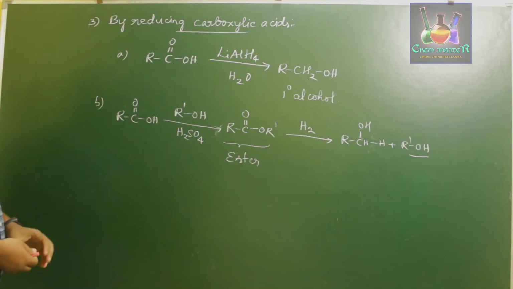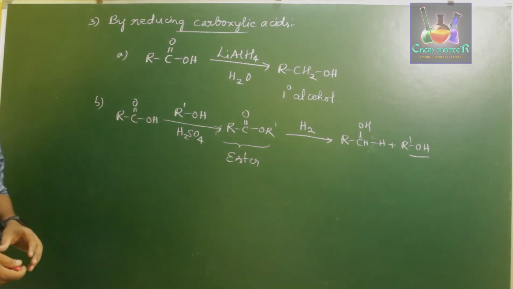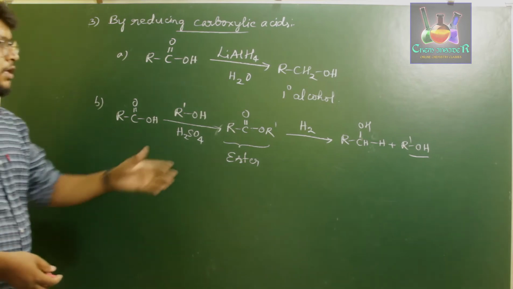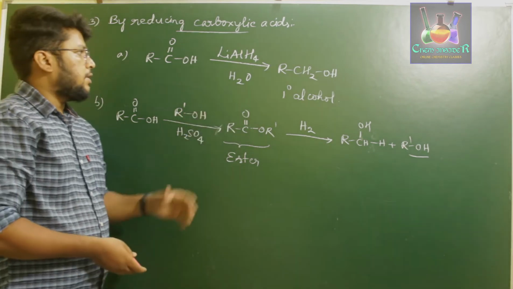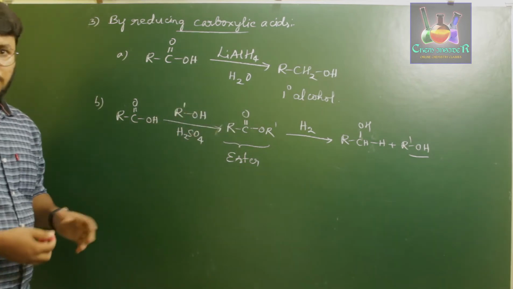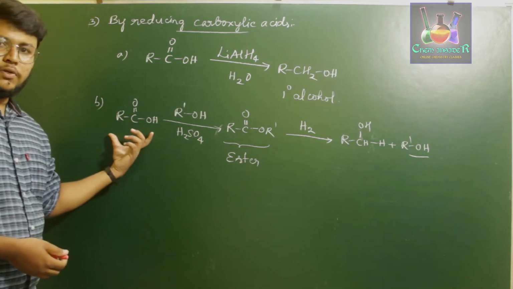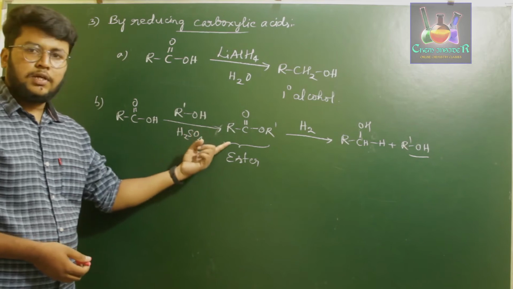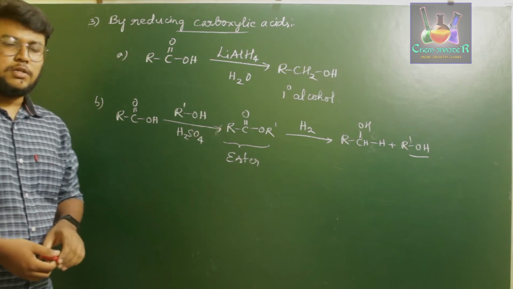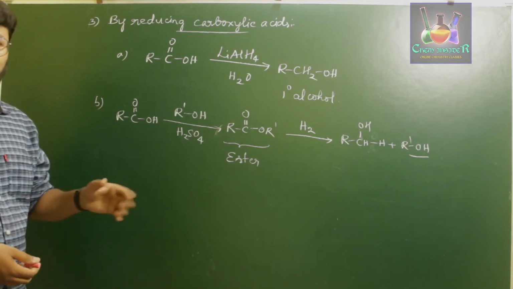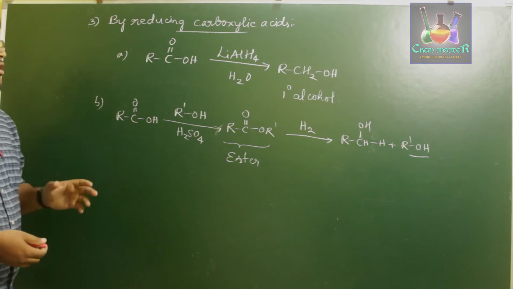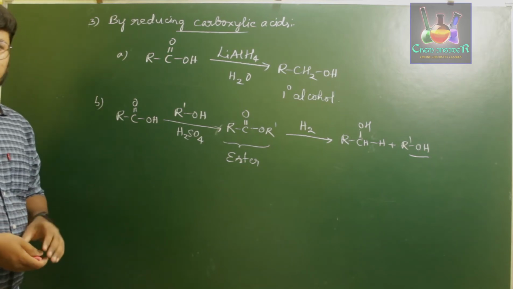When you reduce carboxylic acid using lithium aluminum hydride, we can get primary alcohol. Since using lithium aluminum hydride is a costlier process, what we do is first convert our respective carboxylic acid to an ester and then hydrogenate the ester with hydrogen to form alcohol. So this is how we prepare alcohols using carboxylic acids.